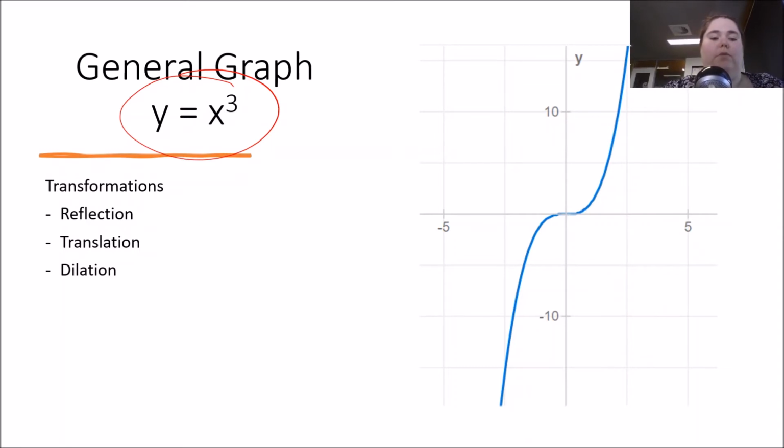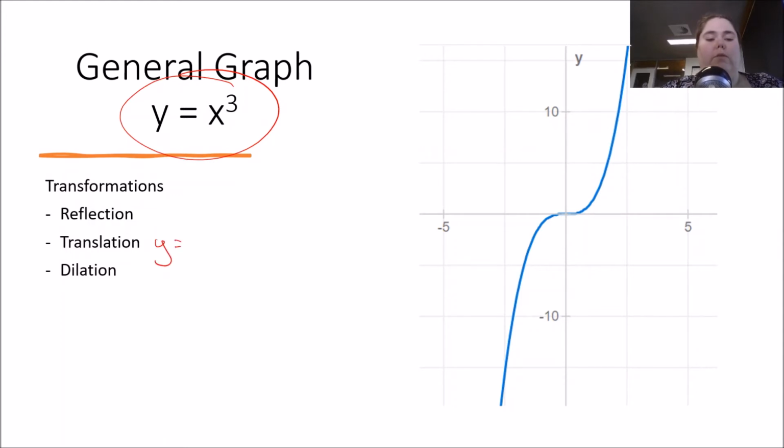Dilations, same sort of thing as with our quadratics. If I have y equals 2x cubed, that is going to make it into a fatter graph. So dilation, just whether it gets fatter or thinner. And these things are all listed on the front of your cheat sheet, so you can get that information as well. Translations, once again, same as with our turning point.